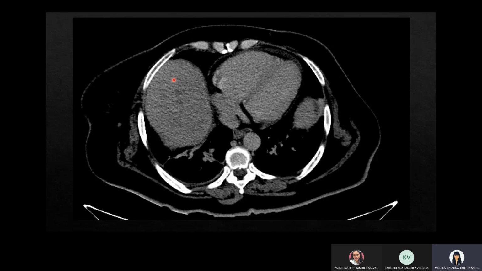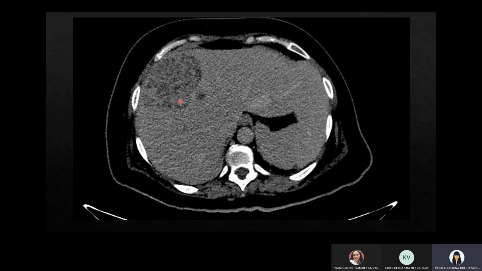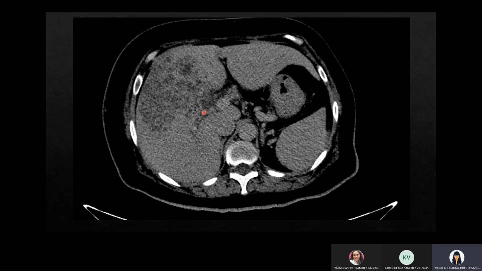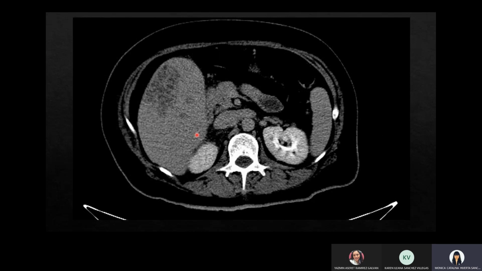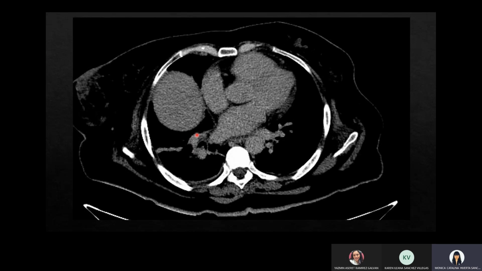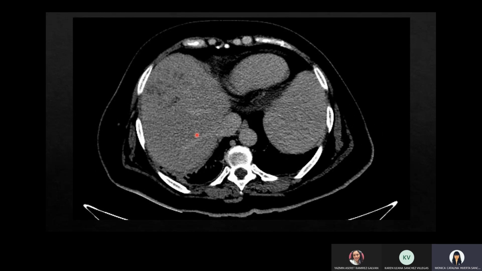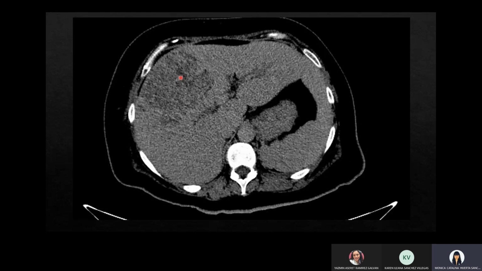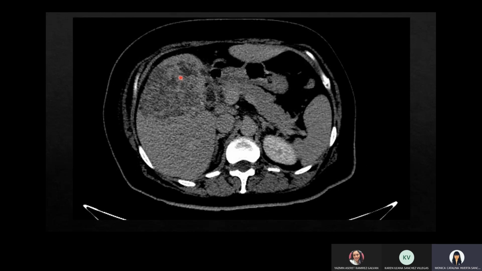On the delay phase of the study, we can see that the portions of the lesion that previously were enhancing are acting similarly to the rest of the liver parenchyma, and we do not see any kind of washout characteristics of this lesion, so we can think of a hepatocellular carcinoma, and the central portions of the lesion that did not enhance previously do not enhance in this phase.